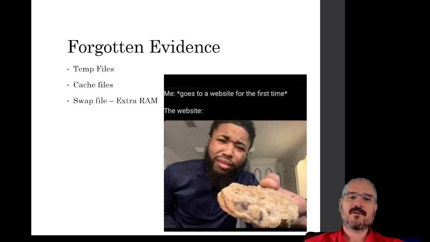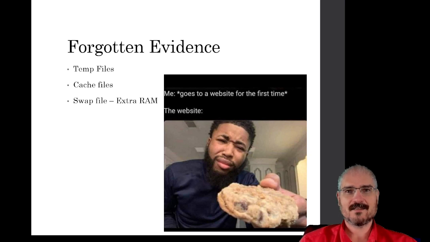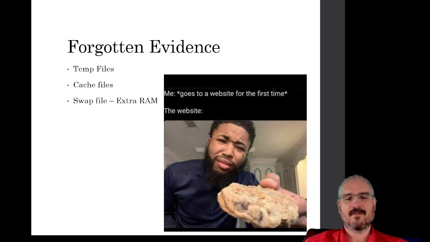We're also looking for forgotten evidence. Things that the user just didn't know was being stored or forgot to delete, forgot to overwrite, that kind of thing. And there's a few different kinds of this forgotten evidence. I'm choosing here to talk about three common ones, but there are more. So first we have temp files, right?